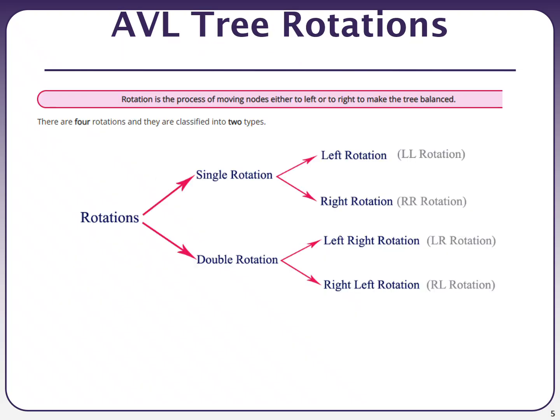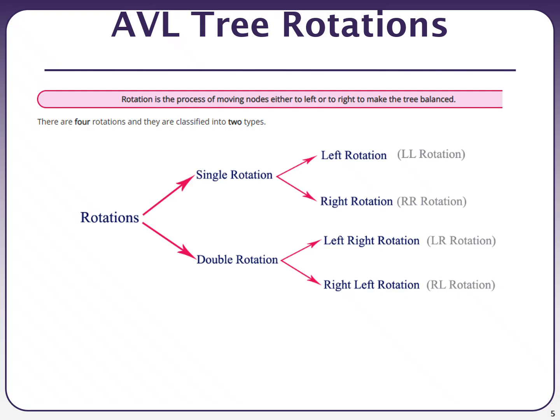Good morning, everyone. Next is the AVL tree rotations. So why do we go for rotations when the AVL tree becomes unbalanced? At that time we use rotations to convert the unbalanced tree to a balanced tree. A rotation is the process of moving nodes either left or right to make the tree balanced.